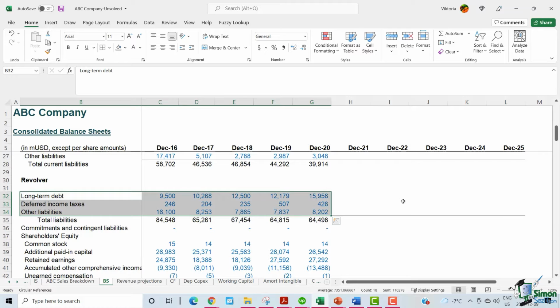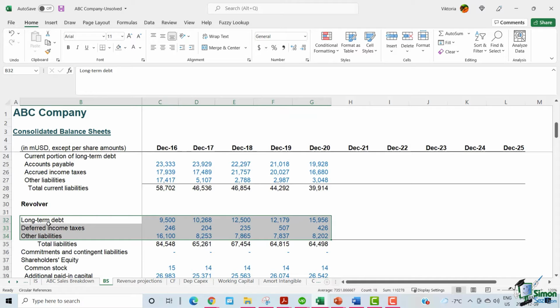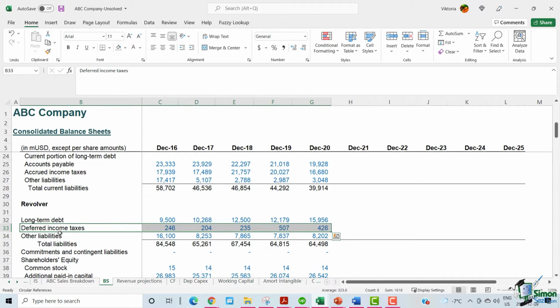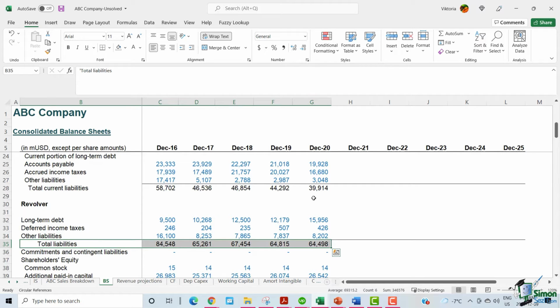Long-term liabilities are financial obligations of a company that are due more than 1 year in the future. The current portion of long-term debt is listed separately to provide a more accurate view of a company's current liquidity and the company's ability to pay current liabilities as they become due. ABC has long-term debt, deferred income taxes, and other liabilities as long-term liabilities on its balance sheet.